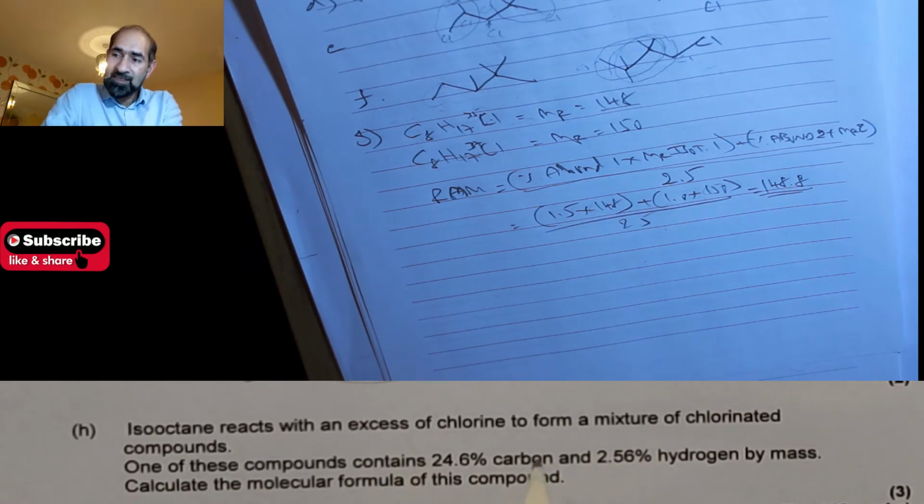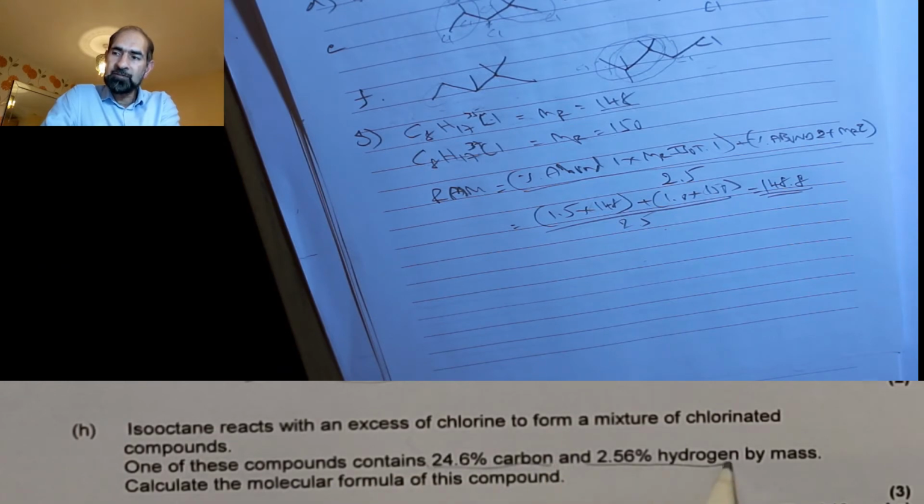Isooctane reacts with an excess of chlorine to form a mixture of chlorinated compounds. One of these compounds contains 24% carbon and 2.56% hydrogen by mass. Calculate the molecular formula of this compound. This is taking you back to the empirical formula that you've done at GCSE. It's a basic test of your empirical formula knowledge, which you've done at GCSE, and you must have done it earlier in this year as well, Year 1.